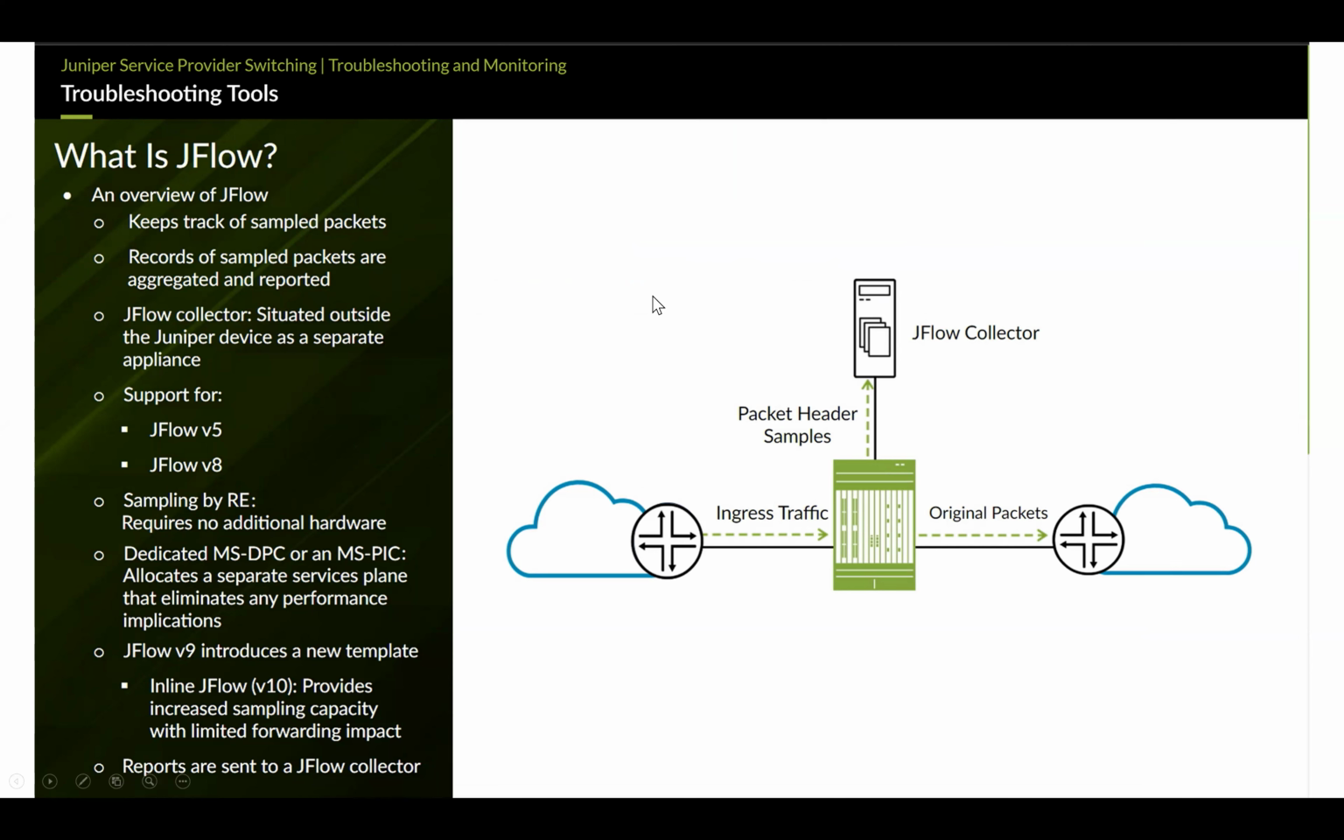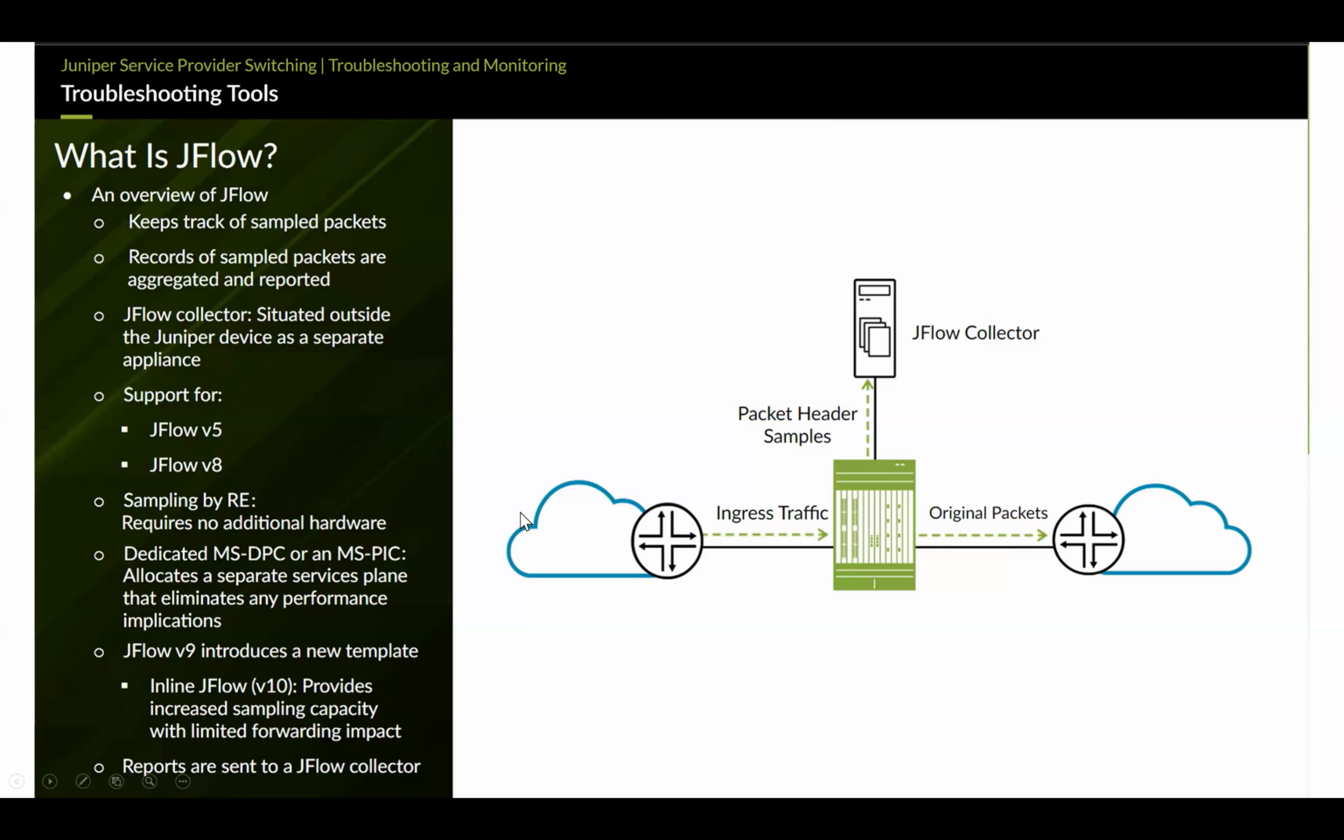JFlow collector shows you which traffic is passing through an ingress or outgoing interface, and you can analyze your traffic. An overview of JFlow: it keeps track of sampled packets. Records of sampled packets are aggregated or reported. The JFlow collector is situated outside the Juniper device as a separate appliance. Support for JFlow version 5 and JFlow version 8.